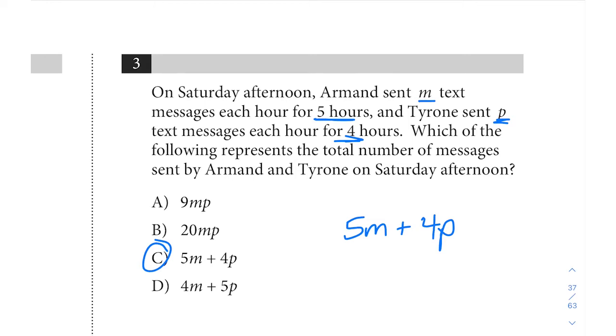So for example, instead of adding them together as separate terms, if you had added the 5 and the 4, that's where you would get the 9MP that we see for answer choice A. And if you had multiplied them, that's where we get the 20MP. And then if you switched them up and just flip-flopped which was which, an easy mistake to make, that's where we get the 4M + 5P in answer choice D.